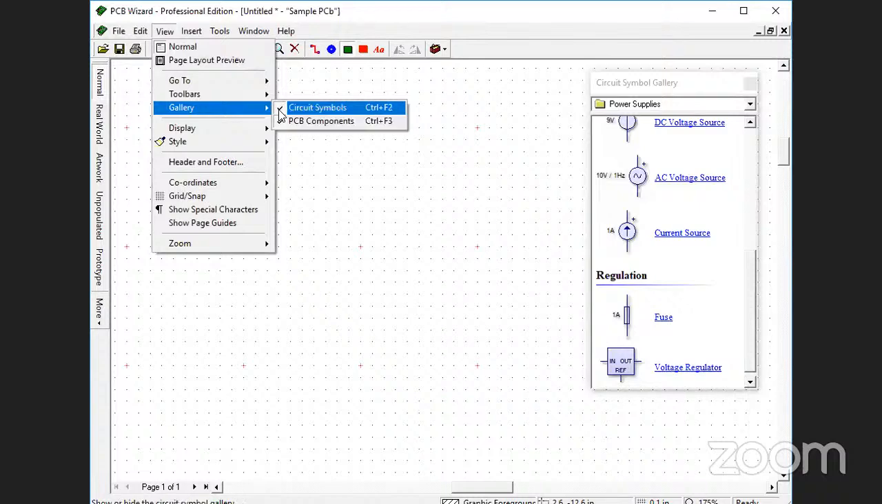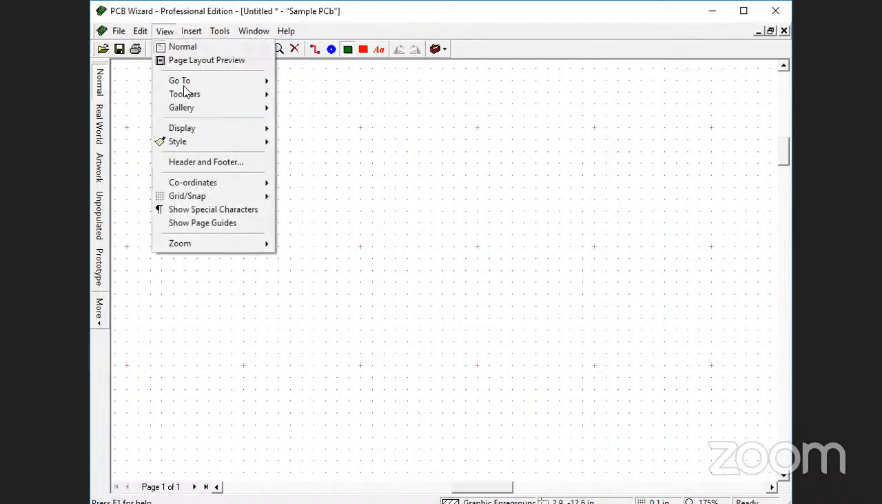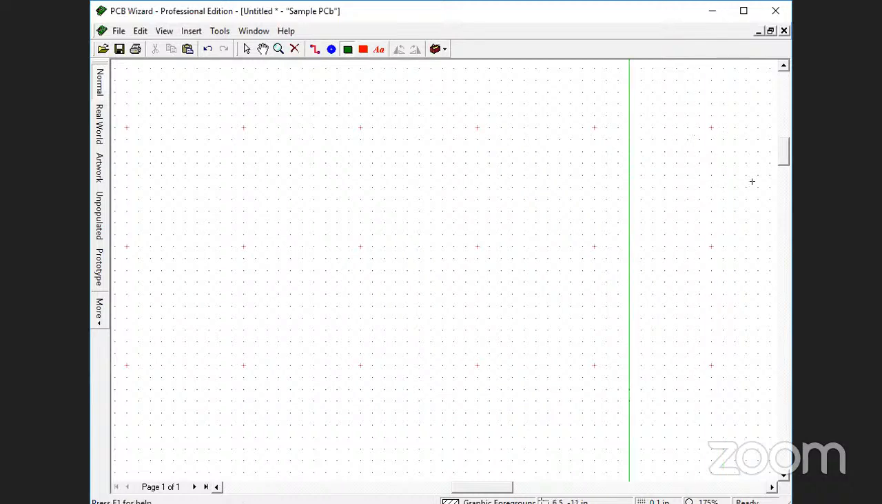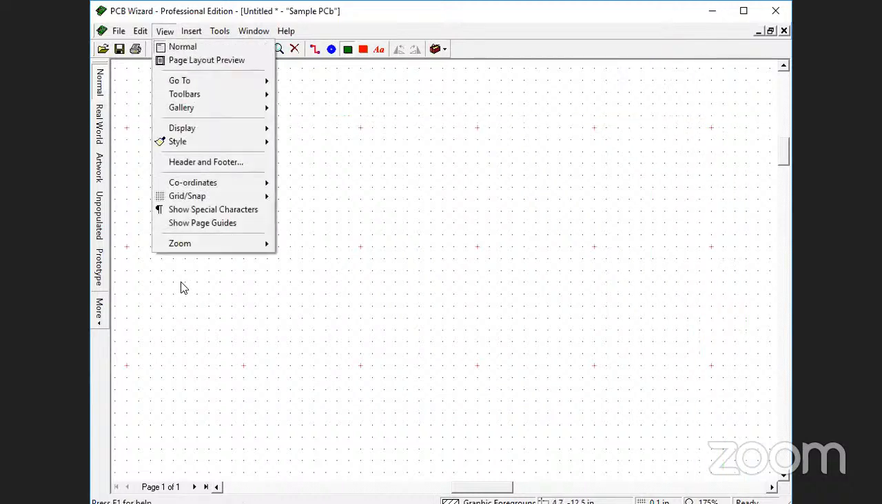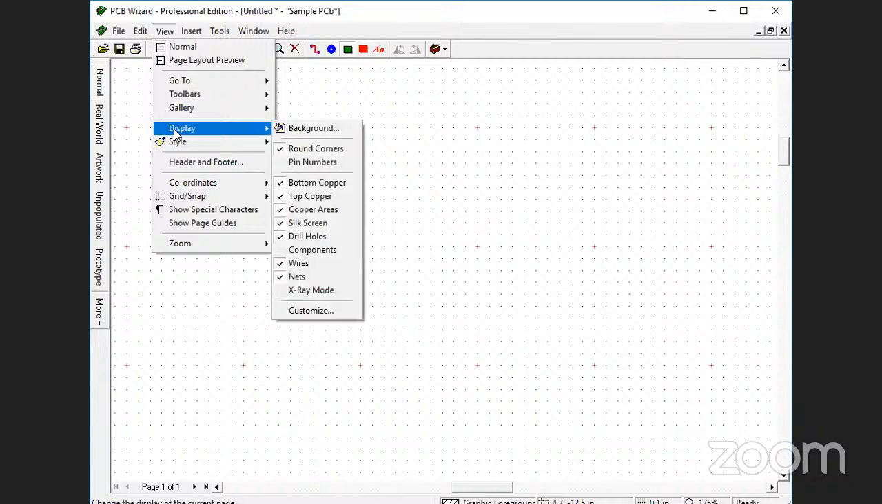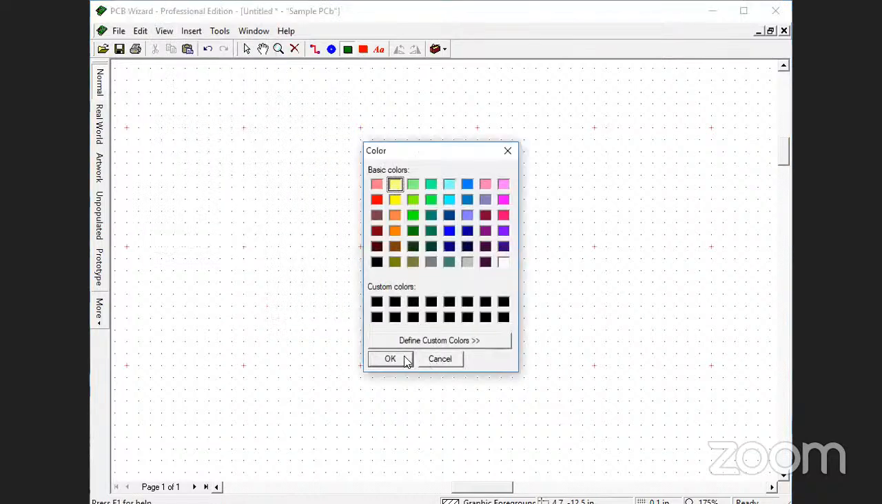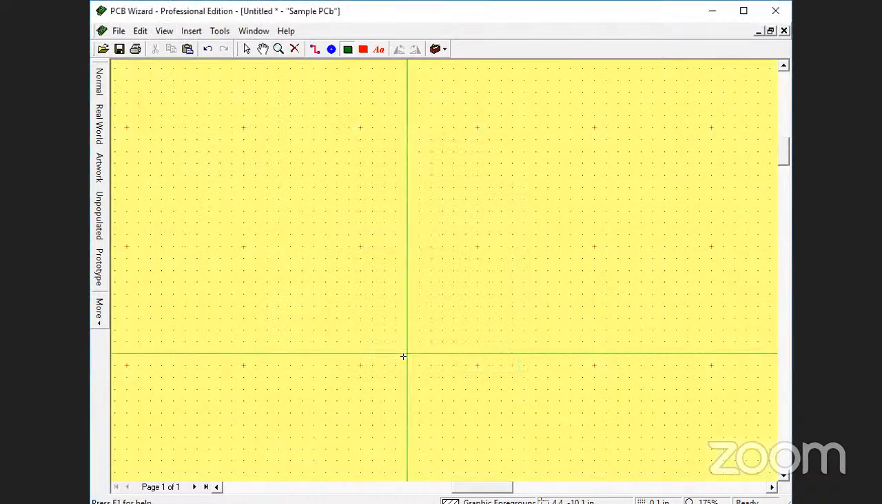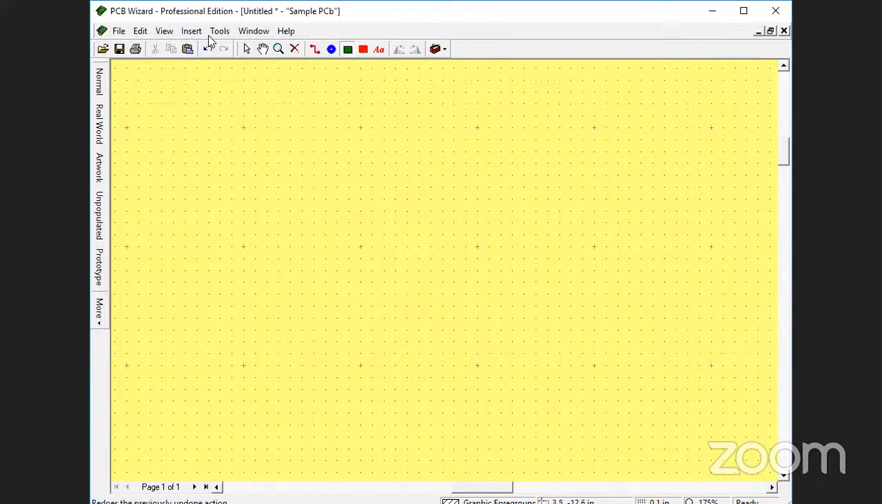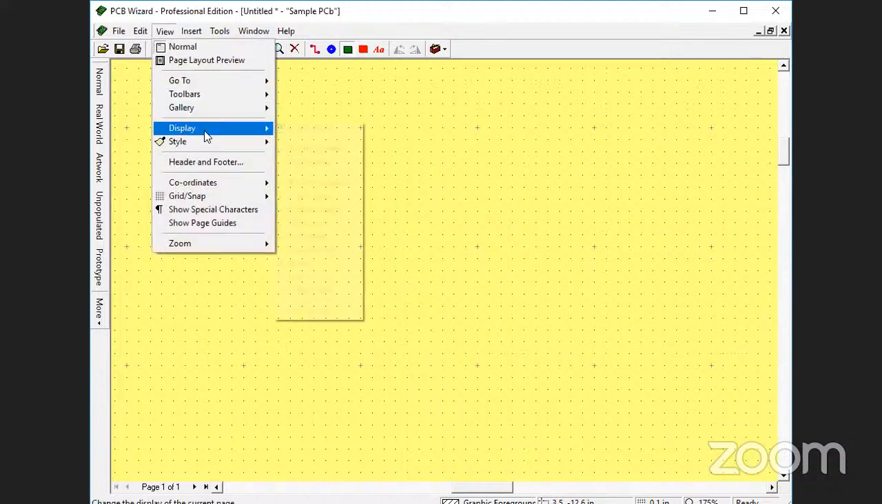So both are ticked now. If I want to make them disappear, I can untick both, so you can see both windows have disappeared. Now I want to display something. Let's say I want a certain background color. I can go to the background color and make use of a custom color. You can see the color has been changed. So I don't want that.